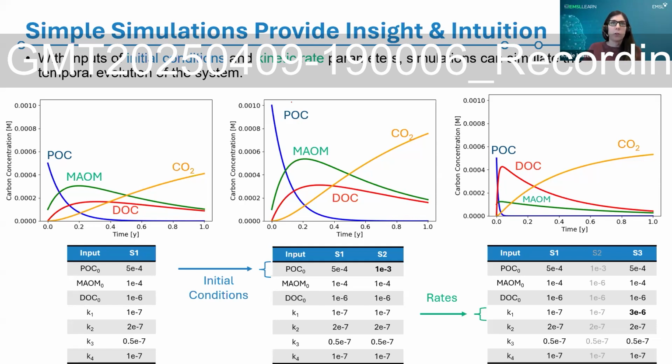So even without detailed data to create a parameterized model, you can have these simple simulations that are valuable in terms of providing insight and enhanced understanding of your system. They can be helpful for identifying your controlling processes or perhaps even to inform your experimental design or sampling strategies to most effectively capture those system dynamics.